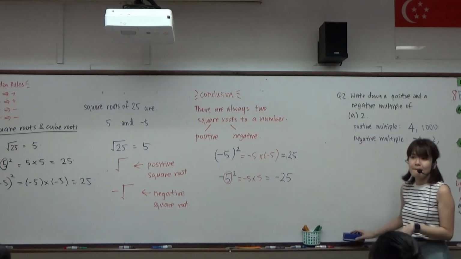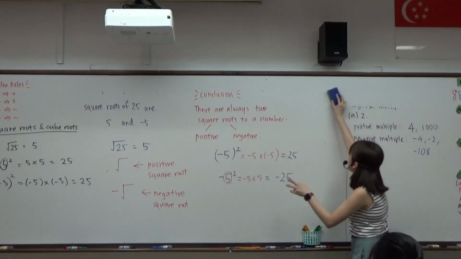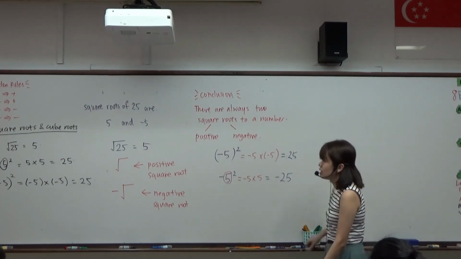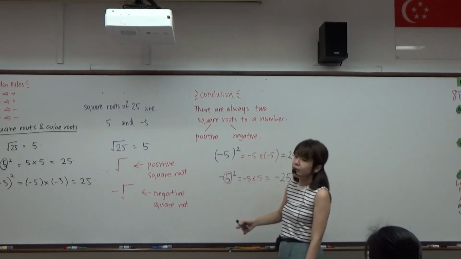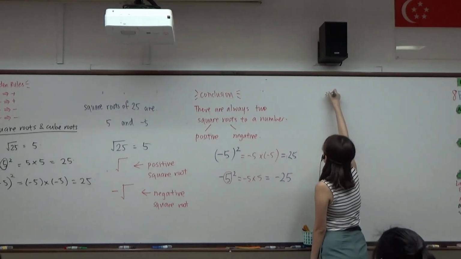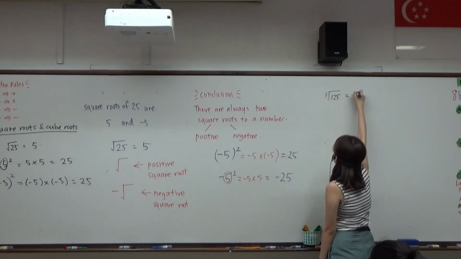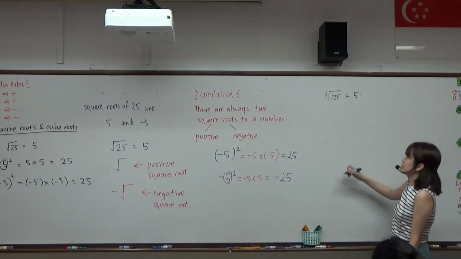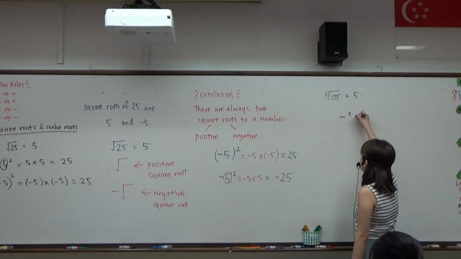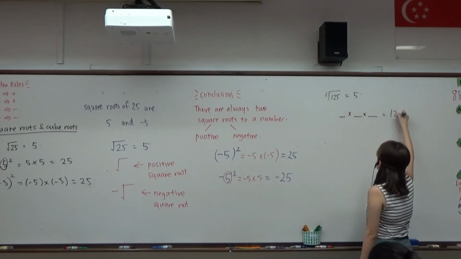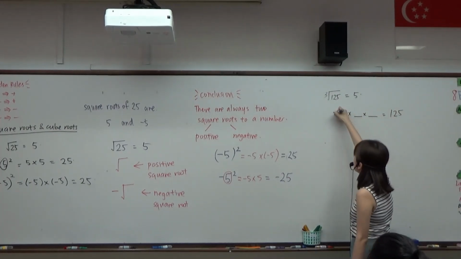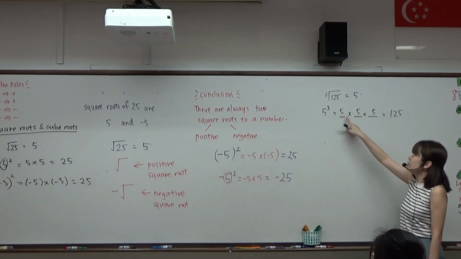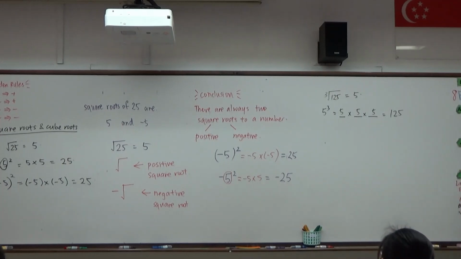Any questions? Okay. Now that we cleared up our square roots, our next natural question is about cube roots. We know that the cube root of 125 equals 5, cube root being the reverse of cube itself. Since we are trying to find 125, it is 5 cubed, which is 5 times 5 times 5.